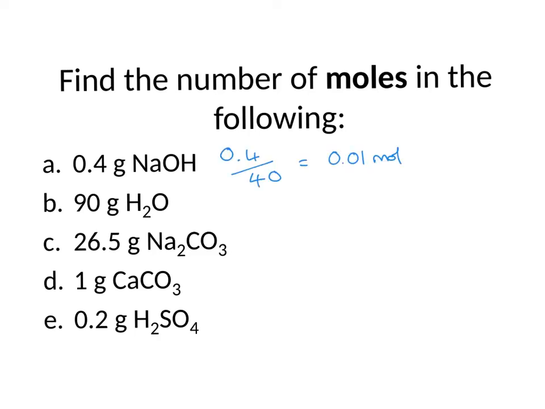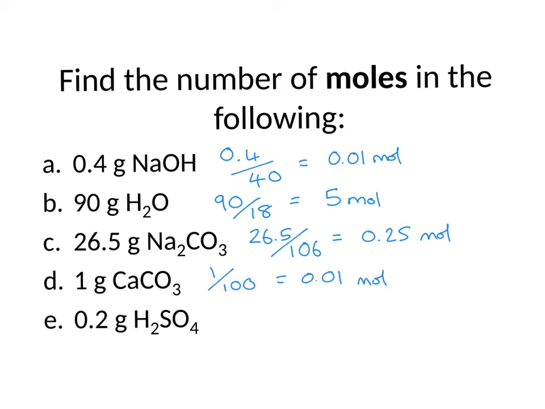So the first one, we've got our mass in grams is 0.4. The RFM, the mass of 1 mole of sodium hydroxide, is 40, so that gives us 0.01 moles. Second one, the mass of 1 mole of water is 18. 90 divided by 18 gives me 5. This third one, 106 is the RFM. Divide 26.5 by 106, you get 0.25. Next one, the RFM of calcium carbonate is exactly 100. 1 divided by 100 is 0.01. Be careful of your decimal places again.